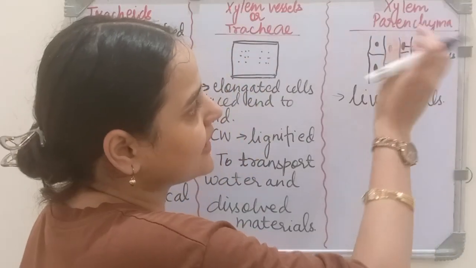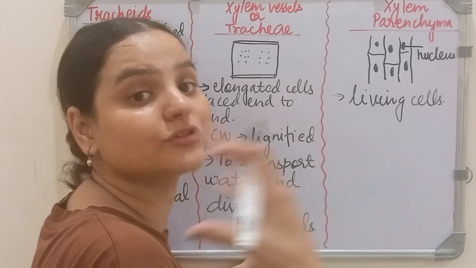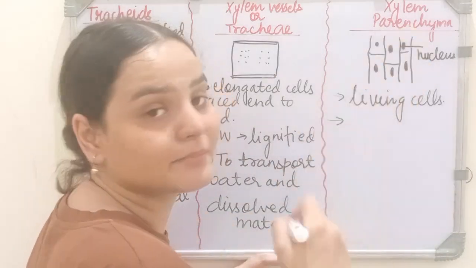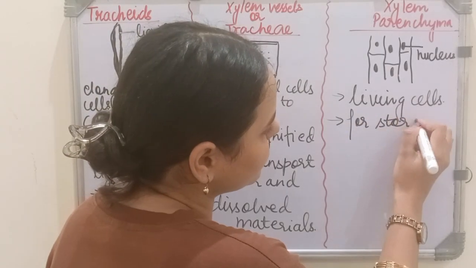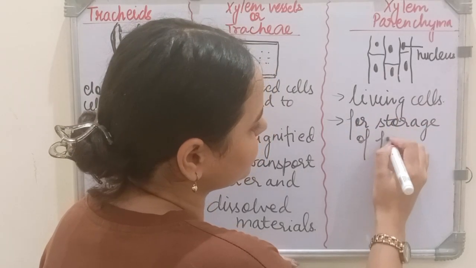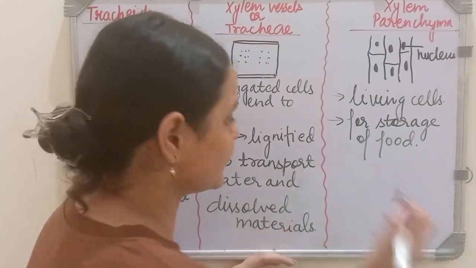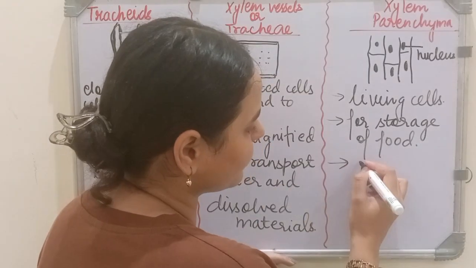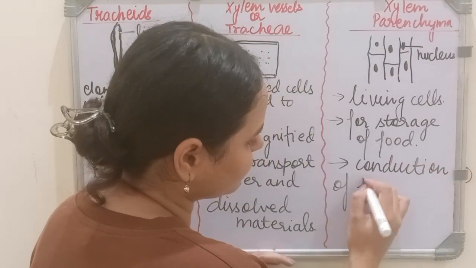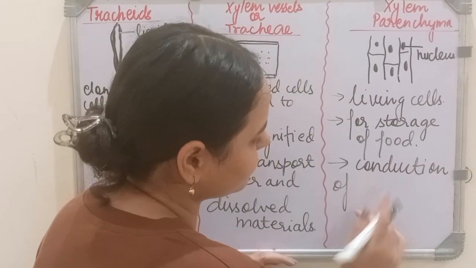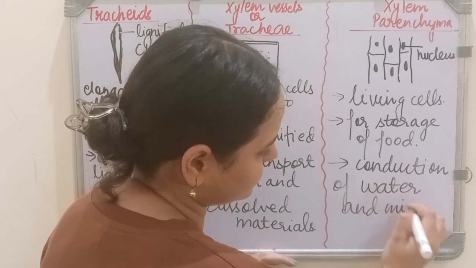Okay, and they are parenchyma. So what was the function of parenchyma? Parenchyma was responsible for the storage of food. So here also this xylem parenchyma is responsible for storage of food. Okay, it is also responsible for the conduction of food and minerals. So let's write, it is responsible for conduction of food, conduction of water and minerals.